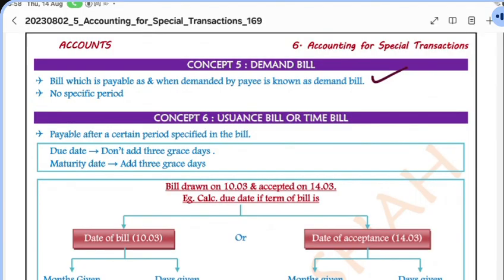Demand bill. Whenever you demand, he needs to pay the amount. There is no specific period. There is no 2 months, 3 months, 4 months, or 10 months in it.